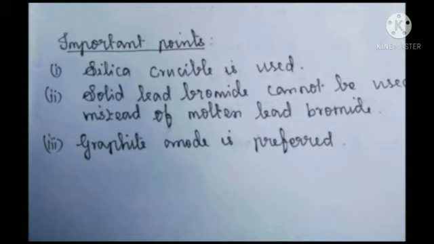The next point is that a graphite anode is preferred. We choose the graphite anode because it is unaffected by the bromine vapors. Bromine vapors are evolved at the anode, isn't it? If there is an active electrode, it will react with that. So we are using the graphite anode.